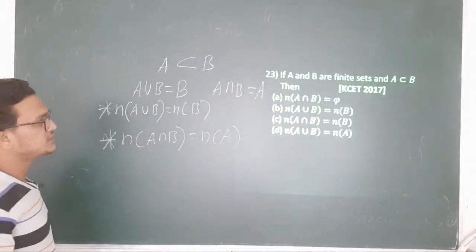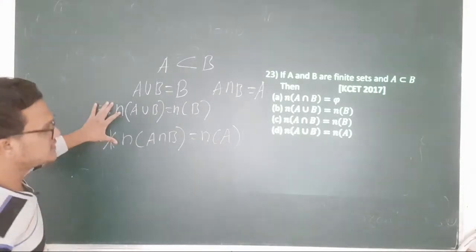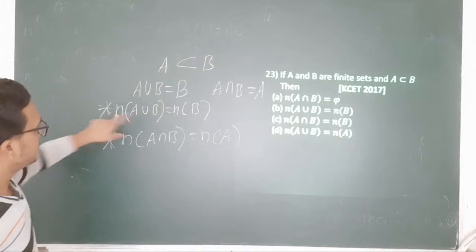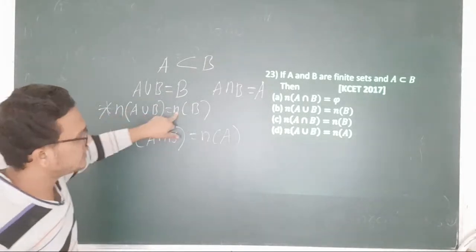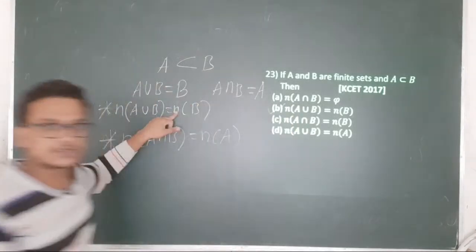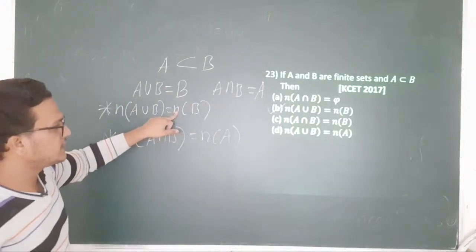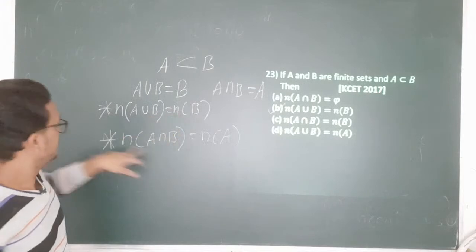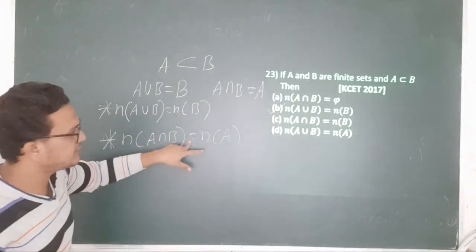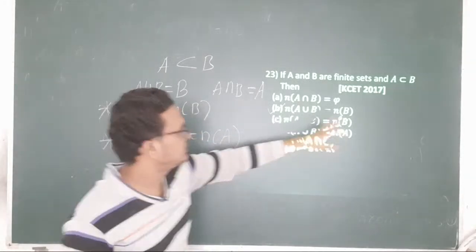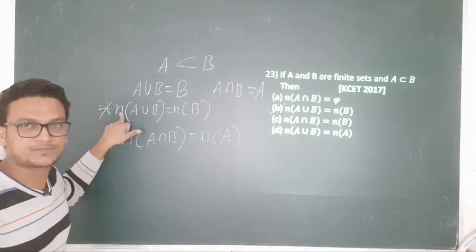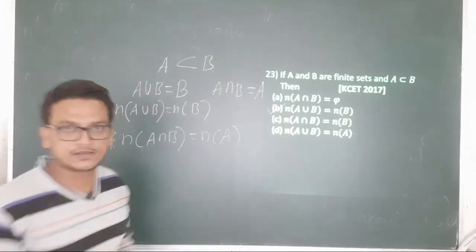Now just see which of these two results is present in the options. n of A union B equals n of B. I think option B is correct. This other result, n of A intersection B equals n of A, I think it is n of B there, so that is not there. So this result is there. So option B is correct here.